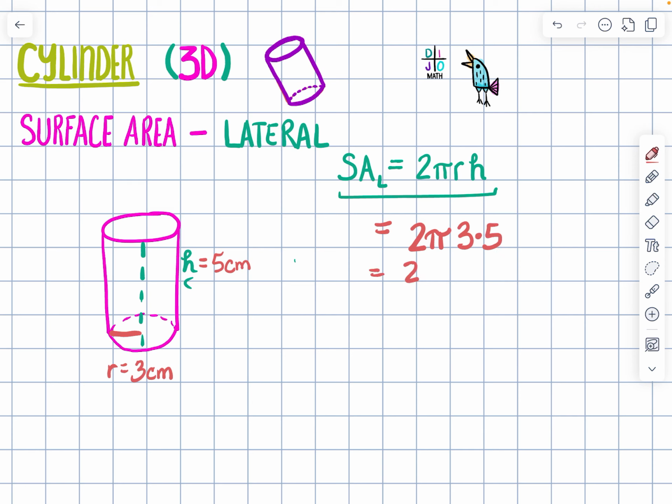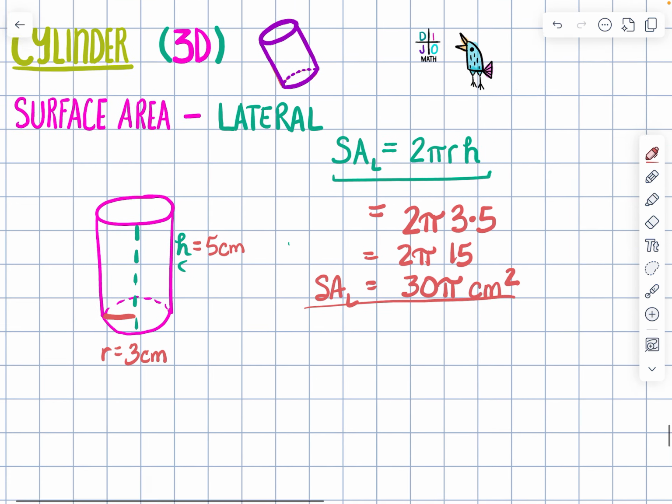Okay, so 2 pi, 3 times 5 is equal to 15. And now 2 times 15 is equal to 30 pi. And if your teacher says you can leave this in terms of pi, then you're done. That's your answer right there. And it's going to be centimeters squared, right? Because we're talking about area, okay?